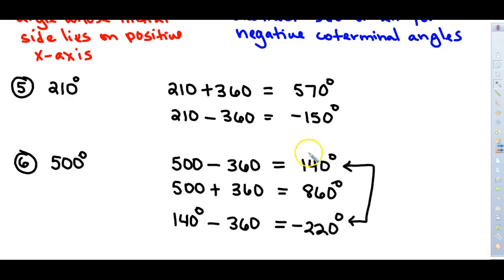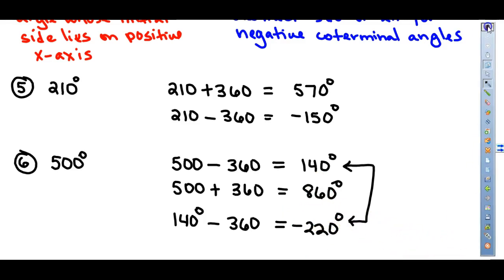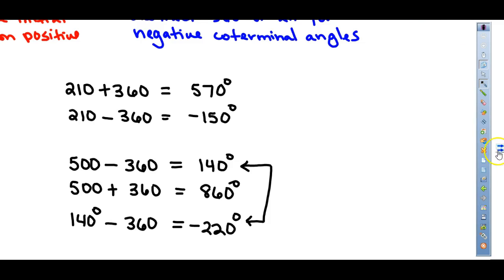So here's my positive. This is what we refer to as the smallest positive coterminal angle. This is another positive coterminal angle. And this is my smallest negative coterminal angle. And I can show you exactly what that means by sketching these angles for you, why this happens right here and why you have more than one answer.